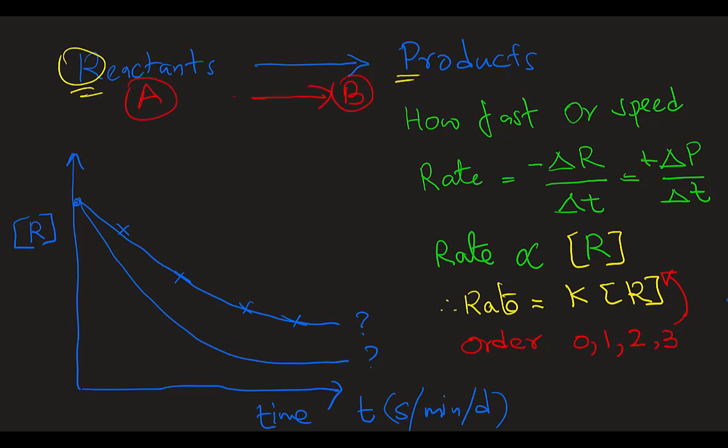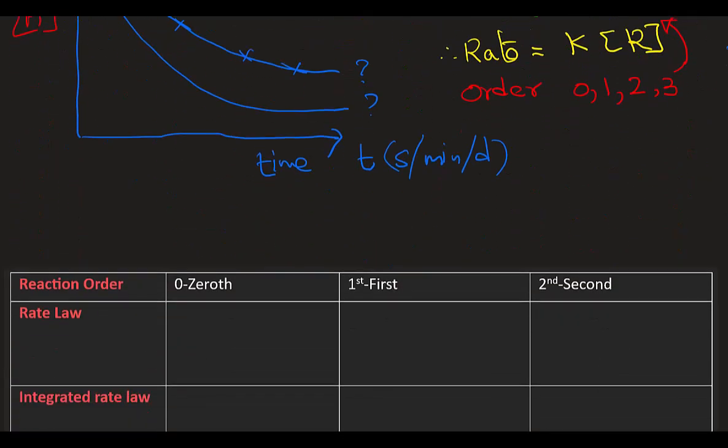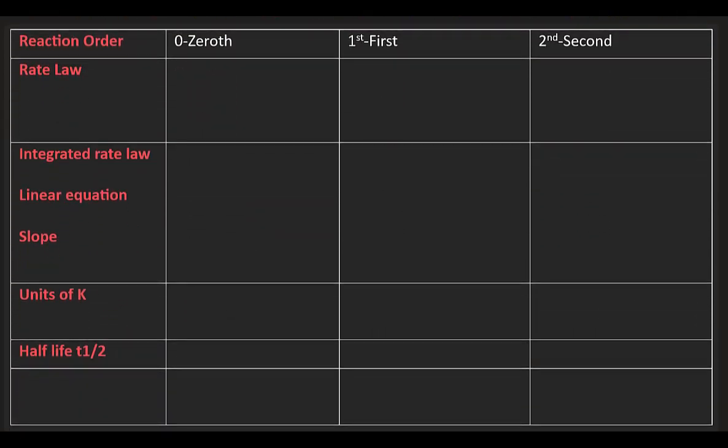Okay, I'm going to think of the reactants as big A and the products as big B. So we're going to focus on the A concentration, the reactant concentration. The first thing is the rate law, which is typically the differential rate law. For the 0th order, rate is equal to k times A to the 0th power, where A is the molarity of the reactant. Anything to the 0th power is 1, so therefore rate is equal to k.